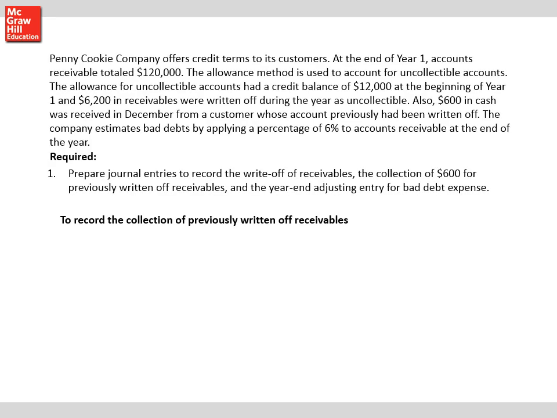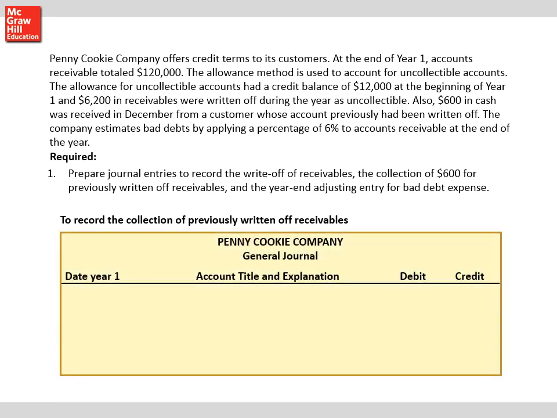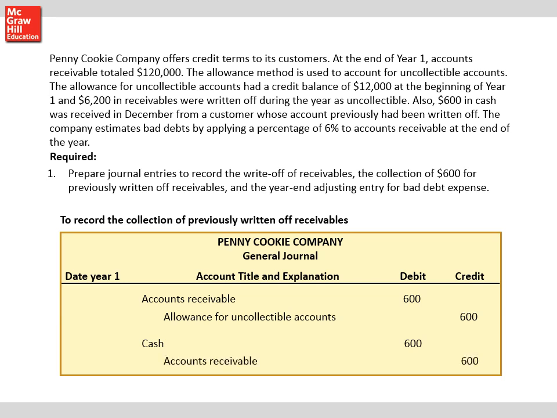What happens when an account written off previously is collected? It's a two-step process. The first step is you reinstate the accounts receivable. Debit accounts receivable, credit the allowance for uncollectible accounts. You want to put that dollar amount back into that account. So you're essentially reversing the write-off of that $600. You then want to collect the cash and credit the accounts receivable. So when you collect on an account that was previously written off, reverse the write-off, then show the cash coming in. Do not try to take a shortcut.